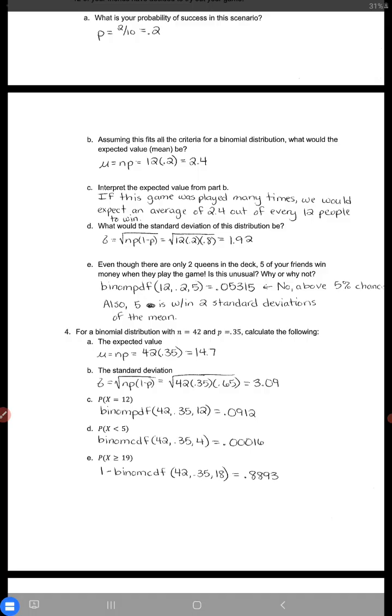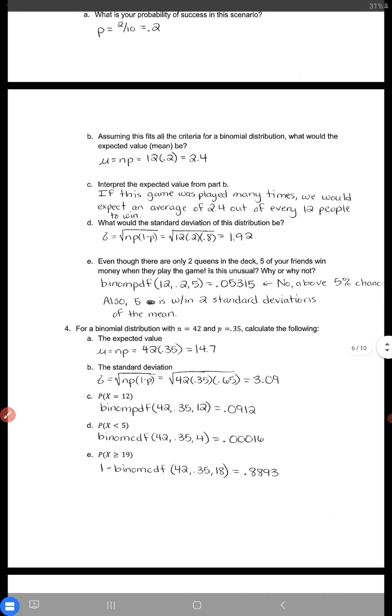So you would type in 42 for n, 0.35 for your probability of success, and then notice I'm not typing the number 5 here because it doesn't say equal to 5. It says the probability that it's less than 5. Well, the next smallest number that's less than 5 is 4. And so the way I interpret this probability is the probability that x is 1, 2, 3, or 4.